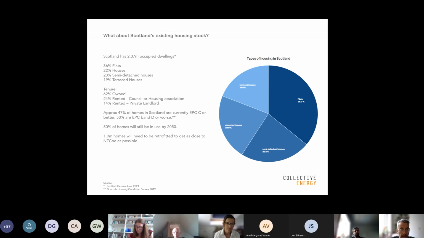landlord. Currently, less than half of Scotland's homes meet EPC C. And so basically just about the majority are EPC band D or worse. And as Rupert has said, and Natasha as well, 80% of these homes will still be in use in 2050. So that equates to about 1.9 million homes that need to be retrofitted to get as close to net zero carbon operational energy as possible.